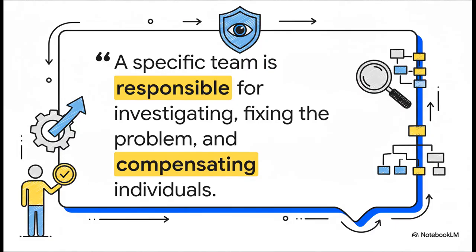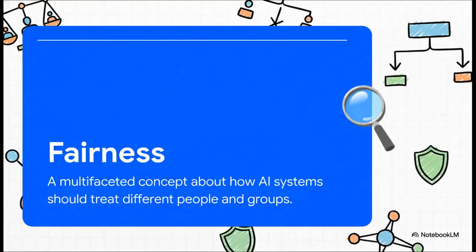And this example really drives it home, because the stakes couldn't be higher. Imagine a bank's AI is systematically denying loans to qualified people, maybe just because of their zip code. Accountability isn't some vague concept then. It's the process that says, okay, there's a specific team whose job it is to figure out why this happened, to fix the broken system, and critically, to help the people who were wronged. And that leads us right to fairness.